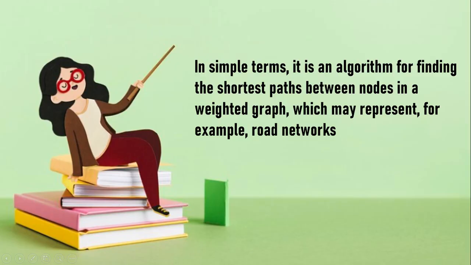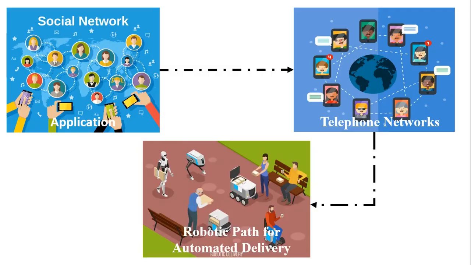So, what is Dijkstra's algorithm? In simple terms, it is an algorithm for finding the shortest paths between the nodes in a weighted graph, which may represent, for example, road networks. This algorithm is not only applicable for transportation, but is also used in social networking applications, telephone networks, robotic path planning for automated delivery, and many more.